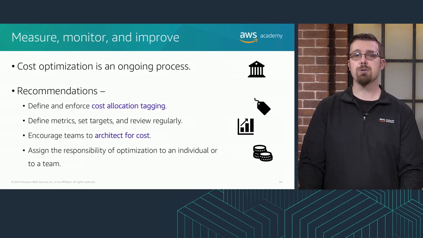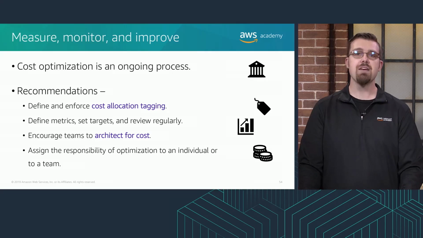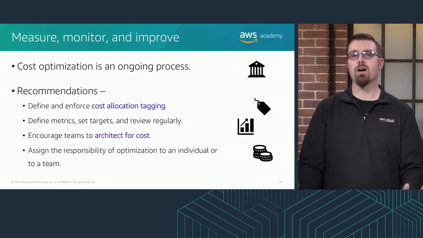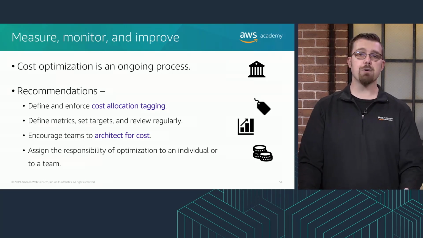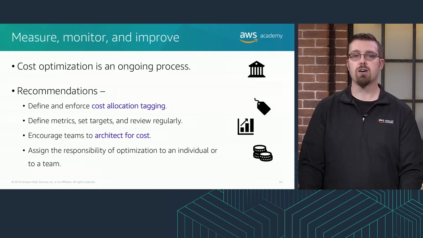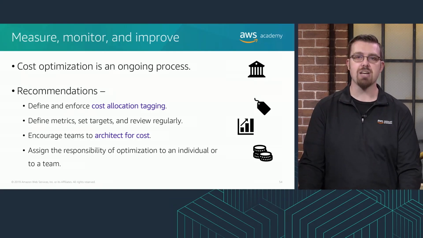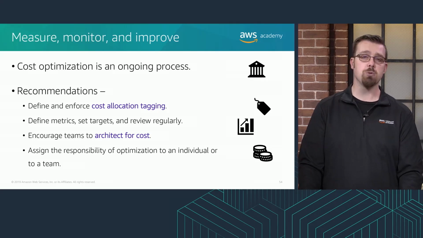Also consider using AWS services such as AWS Trusted Advisor, which provides real-time guidance to help you provision resources that follow AWS best practices. Encourage teams to architect for cost. AWS Cost Explorer is a free tool that you can use to view graphs of your costs. Finally, cost optimization efforts are typically more successful when the responsibility for cost optimization is assigned to an individual or a team.